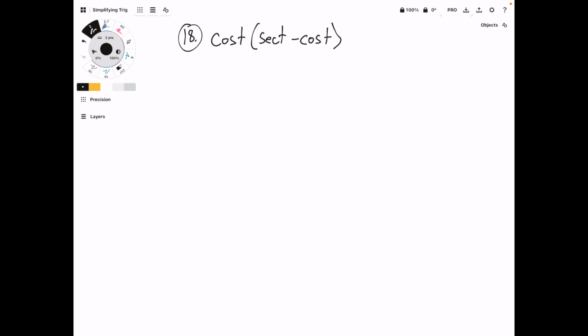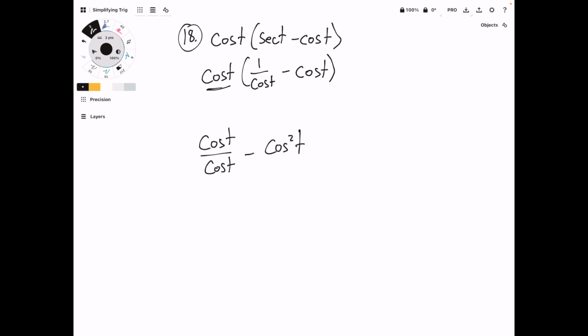For question 18, we have cosine t times secant t minus cosine t. This one's not actually too bad. What we're going to do is simply rewrite secant t as 1 over cosine t minus cosine t, and then we're going to distribute this cosine t. So we're going to have cosine t over cosine t minus cosine squared t, which gives us 1 minus cosine squared t, and from our trig identities, this is sine squared t.